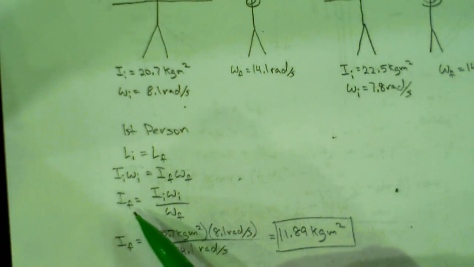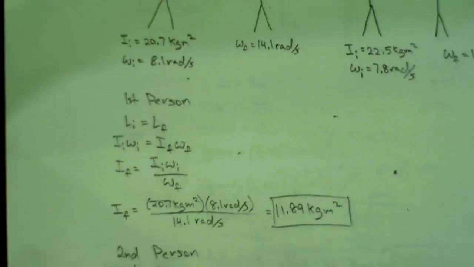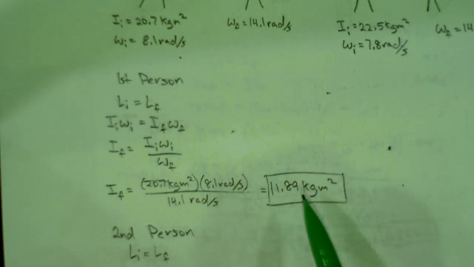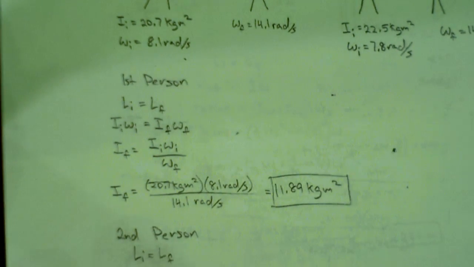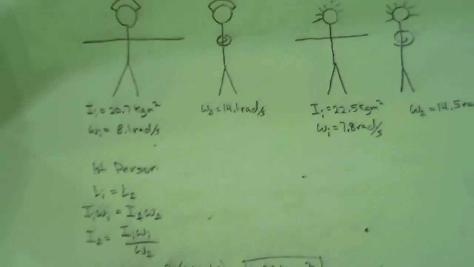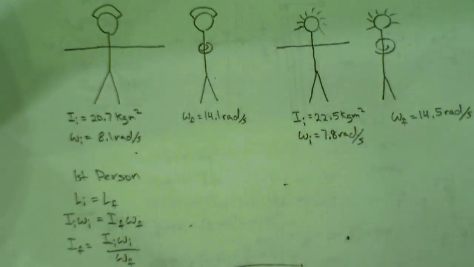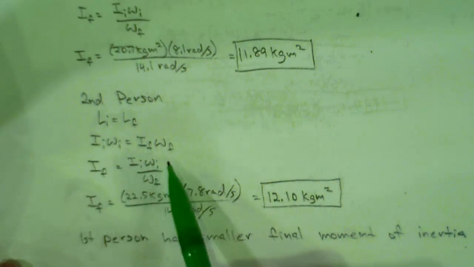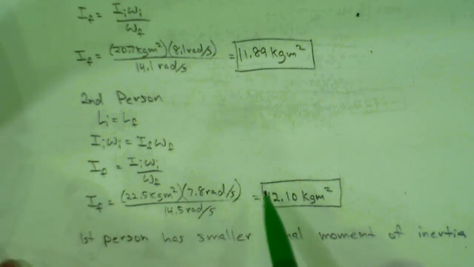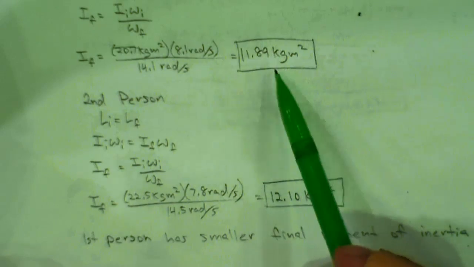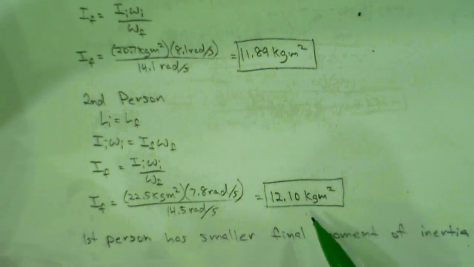So if we solve for If, we get Ii times omega i divided by omega f. We throw in all the values that are given, and we get 11.89 kilograms meters squared. All right? And now we do the exact same thing for the second person, Bobina. We get the same exact equation, but just different numbers. We plug all that in and we get 12.10 kilograms meters squared. And so we find out that Bob actually has the smaller I value than Bobina.